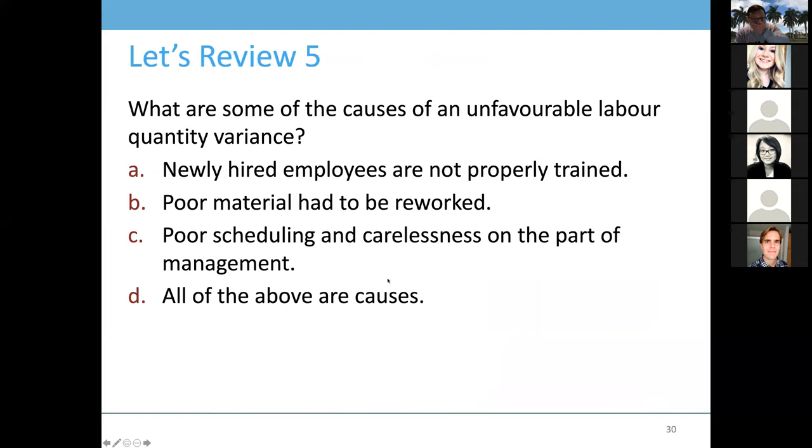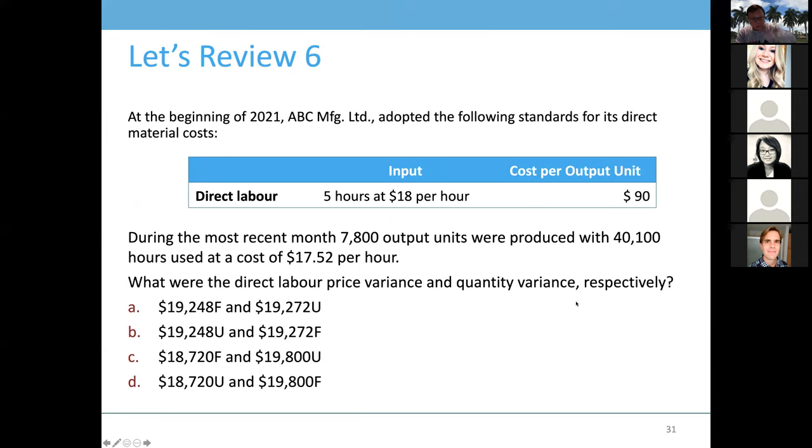Okay, what about this question? The answer is D. Correct. Yeah, the answer is D. Okay, how about this one?